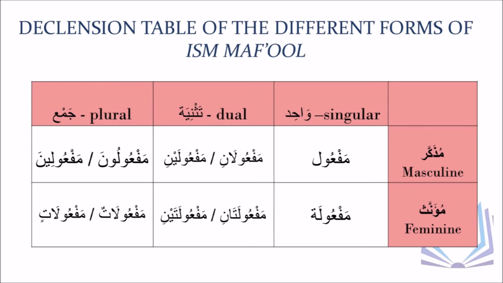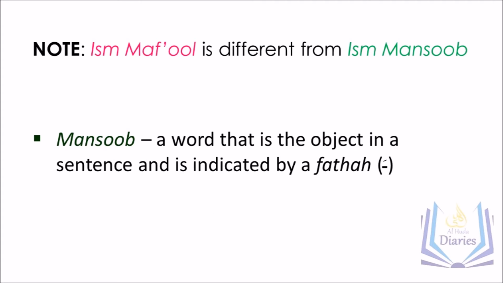So moving on to a new note. This is important to know. Ism Maf'ool is different from Ism Mansoob. So what is Ism Mansoob? We learned that Ism Mansoob is the one in a sentence who receives the action, the receiver of the action. So how is it different from Ism Maf'ool? Now let's see.